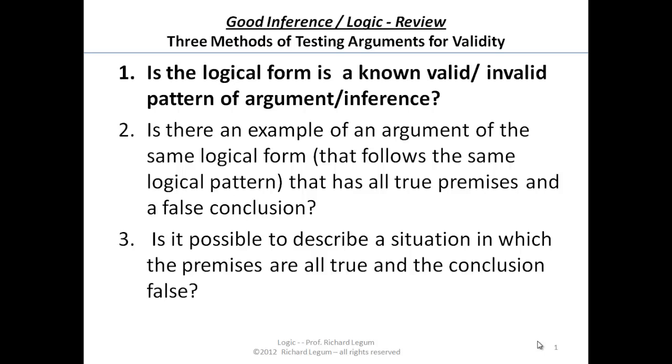And finally, another way: is it possible to describe a situation in which the premises are all true and the conclusion false? If it is possible, we do not have a valid argument. But notice again, that depends on our creativity. When we're hard pressed, our best bet is to go back to the good patterns of inference. Or when we're looking at it and when we're reconstructing somebody's argument, let's try to use the inferences that we know are either valid or invalid inferences.